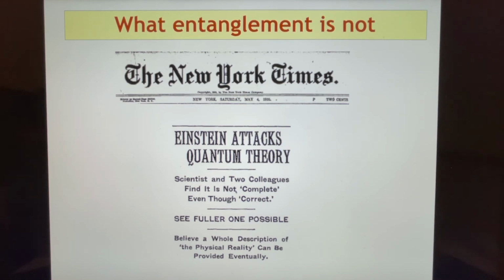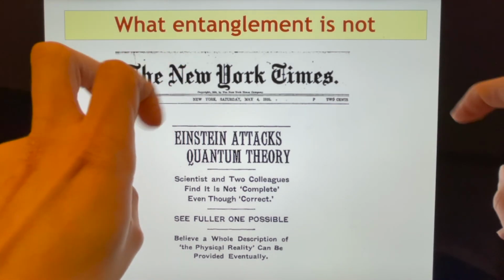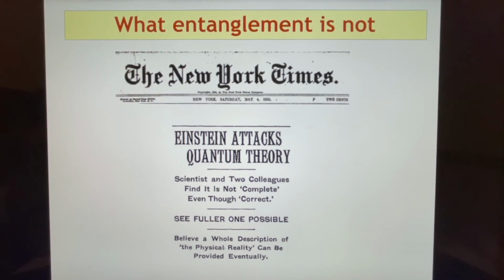It's not that horrible. But then this is one belief. A whole description of the physical reality can be provided eventually. All right, this is not that bad. That kind of goes along the lines of what was kind of said in this paper. But look at that. They are literally given their 2 cents on this. And scientists and 2 colleagues, that gets me. Things have not improved in time.